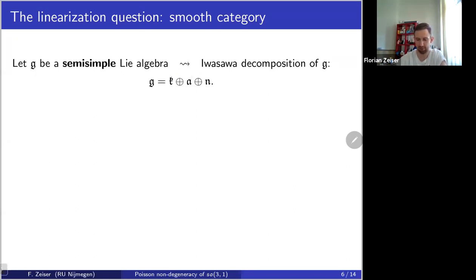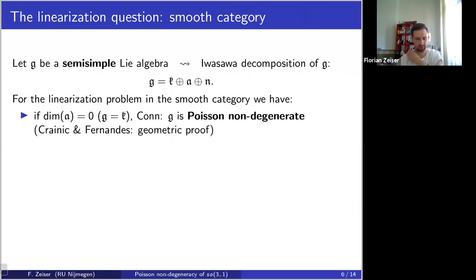And for us of special interest is A and the dimension of A, which is sometimes also called the real rank of the Lie algebra. And now, what is actually known is the following. The first is when our semi-simple Lie algebra is actually compact. So if the dimension of A is 0, and that also implies that N is 0, so we only have G equal to K. Then it was proven by Kohn that the semi-simple Lie algebra of compact type is Poisson non-degenerate.